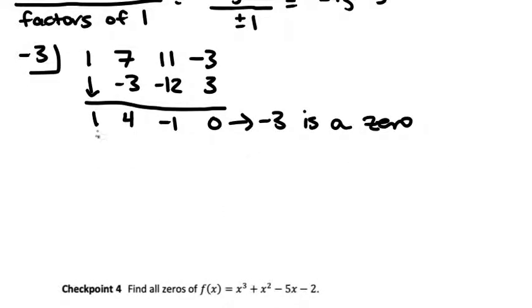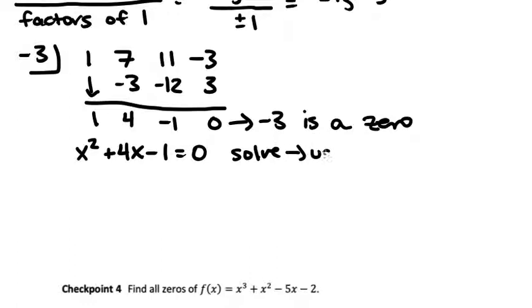So I have my result here, and when I put that into polynomial form, it's x squared plus 4x minus 1. And I want to set that equal to 0 and solve. Now for this one, I can't solve it by factoring, unfortunately, because there are no numbers that multiply to negative 1 and add to 4. So that means I need to either use the quadratic formula or completing the square.